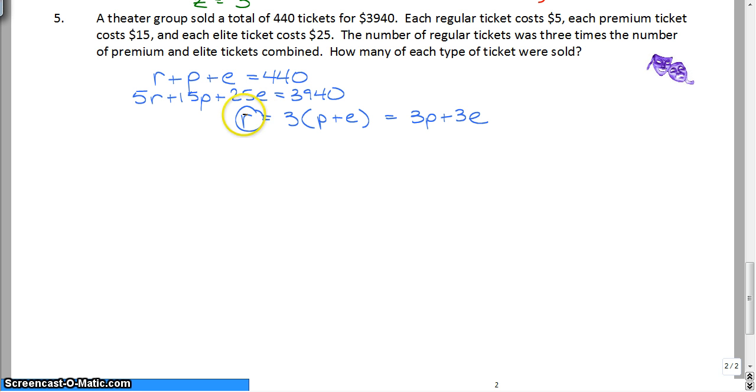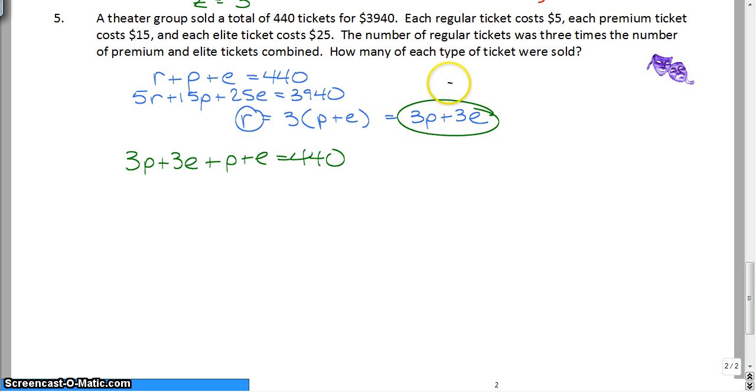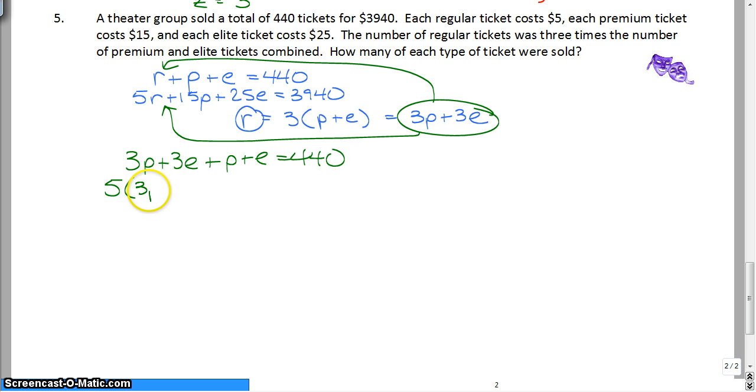Now, since we have R already by itself, here's a little trick that you can use. We could say that 3P plus 3E plus P plus E equals 440. All I did was substitute this into R. And we can do it again and substitute it into that R. So we can have 5 times 3P plus 3E plus 15P plus 25E, which is equal to 3,940.